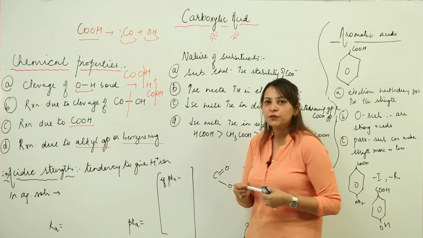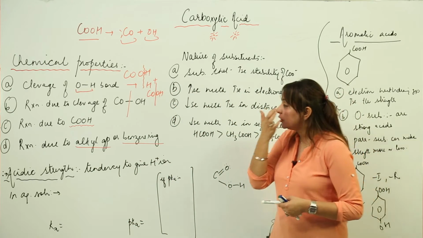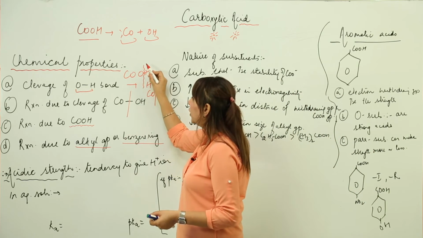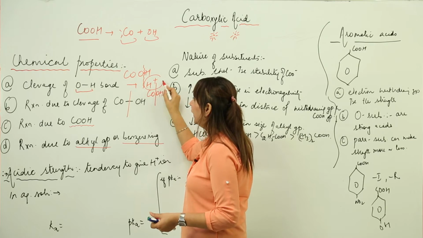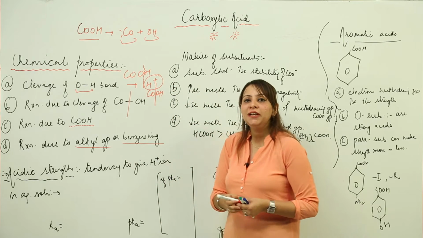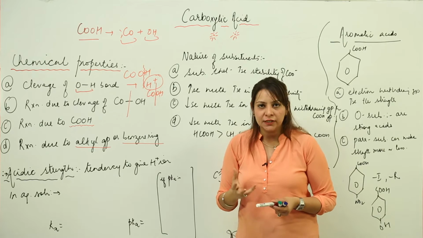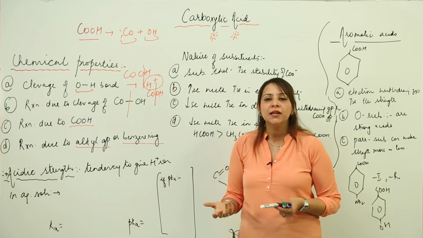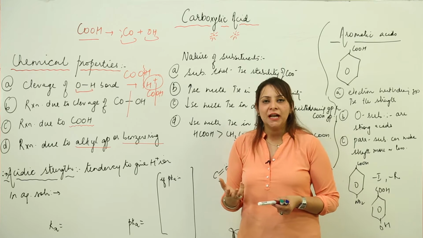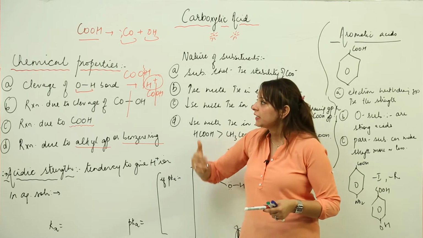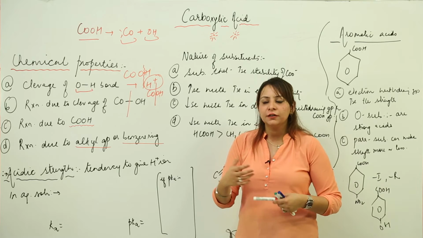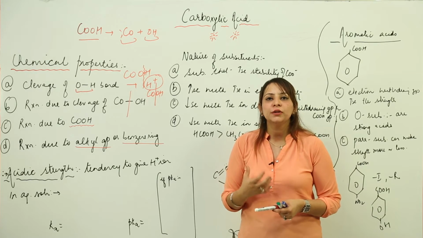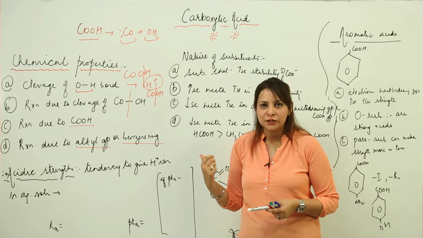So let's start with the first type, that is the cleavage of the OH bond. As I told you, in this case the bond is going to cleave in this way and liberate a hydrogen ion. That suggests it has an acidic character, because whenever a hydrogen ion is released, the substance is regarded as an acid. Before starting with the reactions, I just want you to know the acidic strength of the carboxylic acid group.